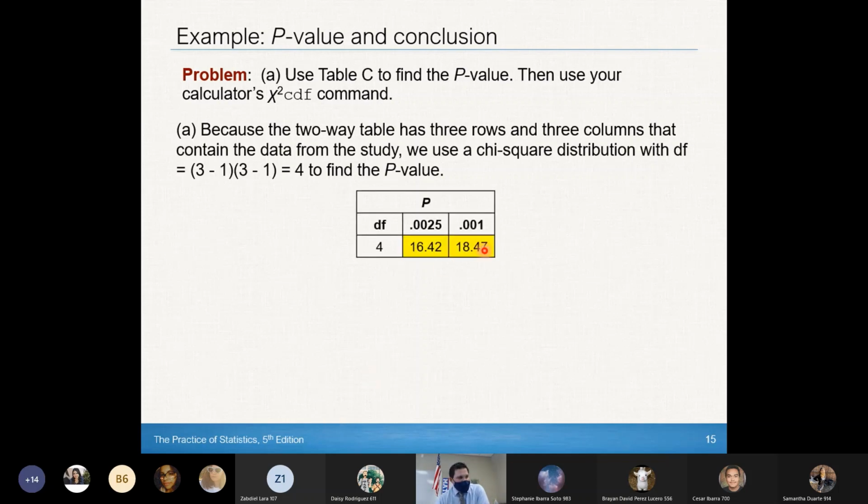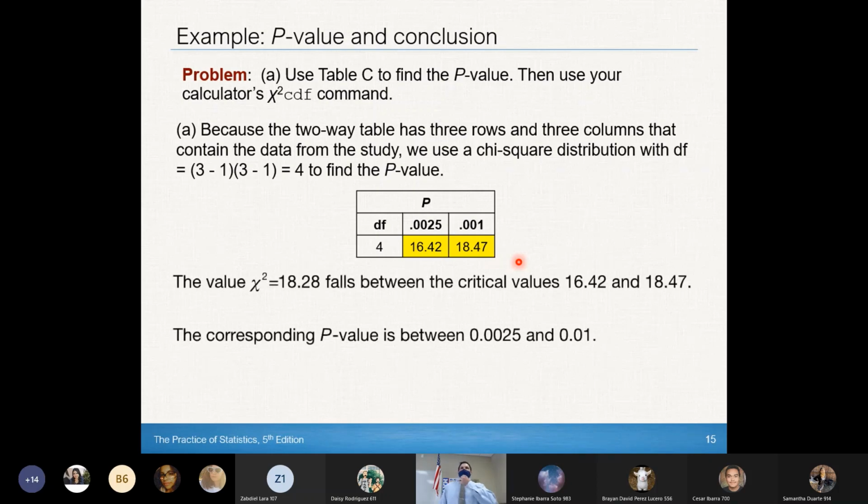This little excerpt of table C shows degrees of freedom 4, and that our 18.28 is between 16.42 and 18.47. The value of chi-squared equaling 18.28 falls between the critical values of 16.42 and 18.47. The corresponding p-value, and that's a typo here, guys, I apologize, I didn't fix it yet, is between 0.0025 and 0.001, as it shows on the table up here.